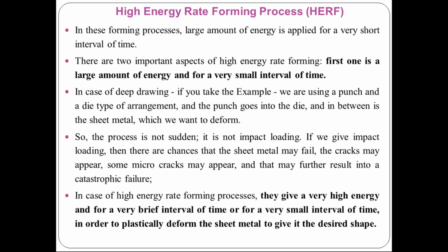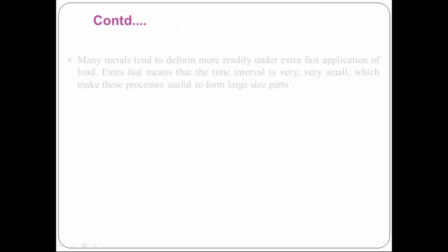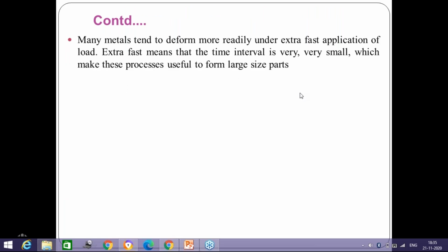So here in the HERF process also, we are deforming that material plastically, but that plastic deformation is achieved through various methods. In roll forming, a set of crafted rolls is used, while in the HERF process, high impact energy is used, and that impact energy may be in the form of magnetic, electric, or explosive form.